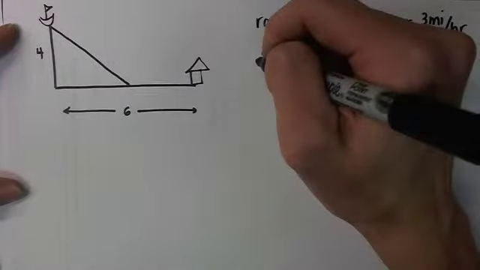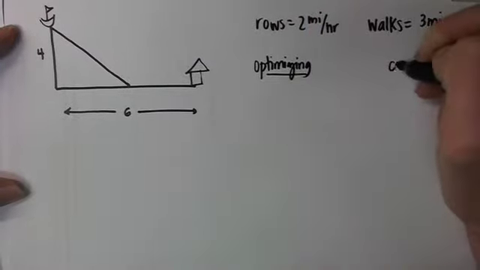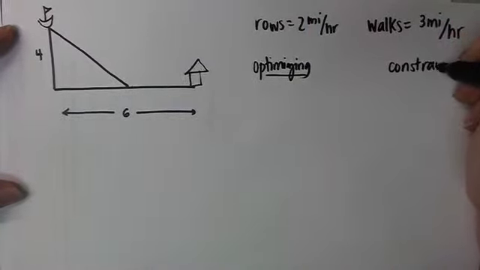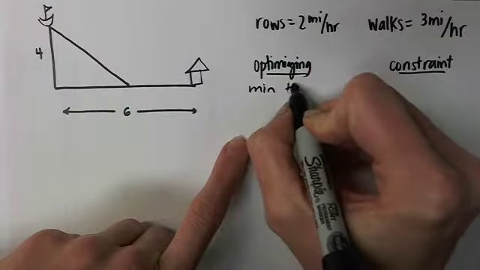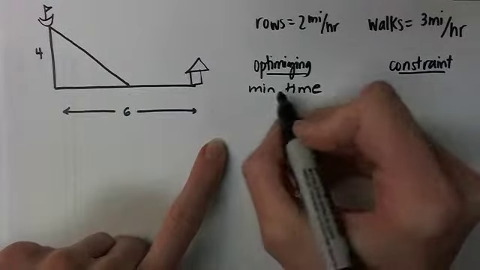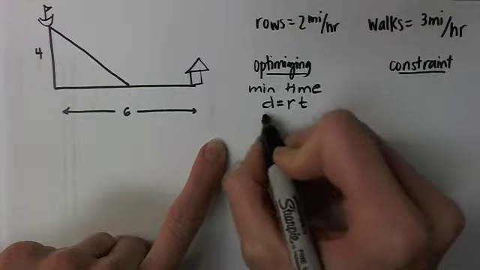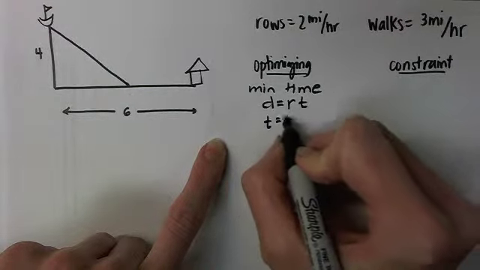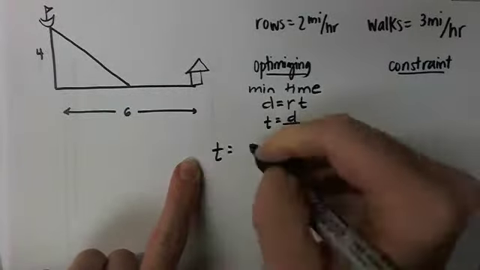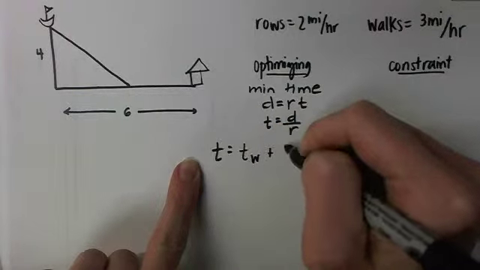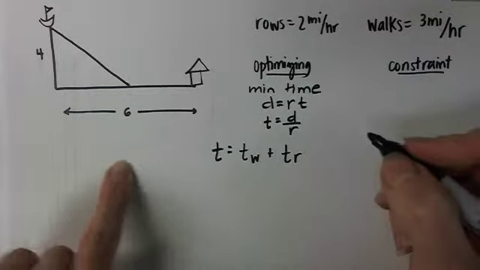Okay, so optimizing and our constraint. Okay, so we are minimizing her time traveled. And I gave you the hint on the board that you were going to need the relationship distance equals rate times time, which means that time, if you divide both sides by r, time is distance divided by rate. All right, well, her total time traveled is going to be her time spent walking plus her time spent rowing, right? So let's start labeling things here.